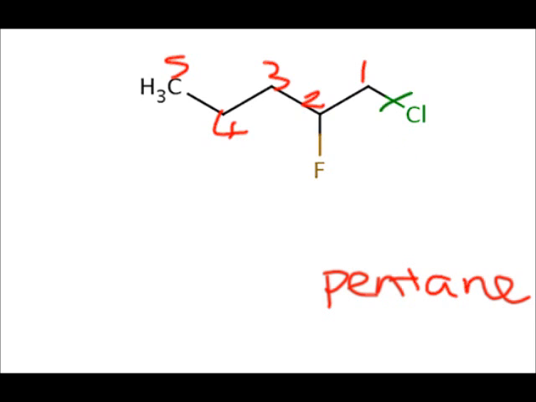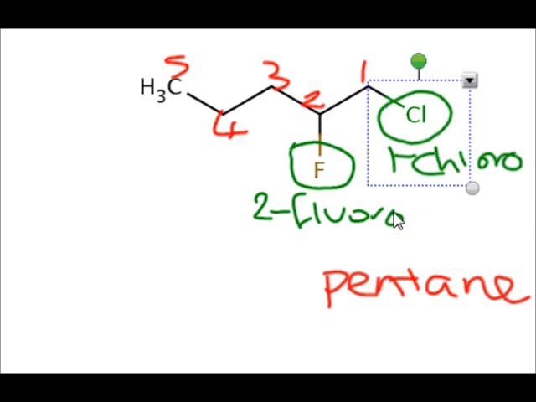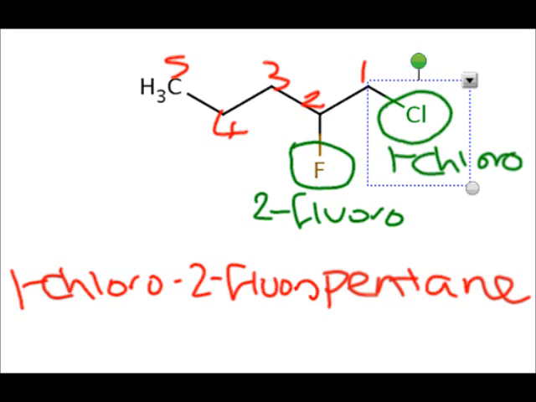Now we've got two halogens. We've got a chloro group attached to the first carbon, so that will be 1-chloro. We've also got a fluoro group attached to the second carbon, so that's 2-fluoro. And again, remembering that we list the branches or substituents in alphabetical order. So C comes before F in the alphabet. So the full name for this compound will be 1-chloro, 2-fluoropentane.